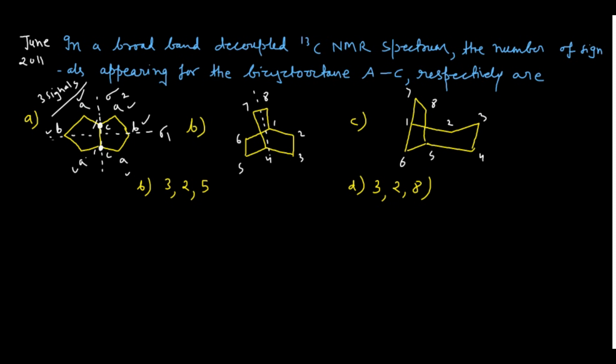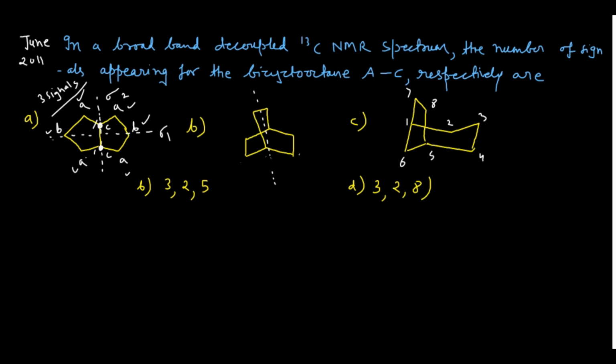If you pass the symmetry plane from here to here, I have to remove the numbering from here to here. Okay, so I am removing this numbering. Due to this symmetry plane which we have passed from here to here, this carbon and this carbon are equivalent.